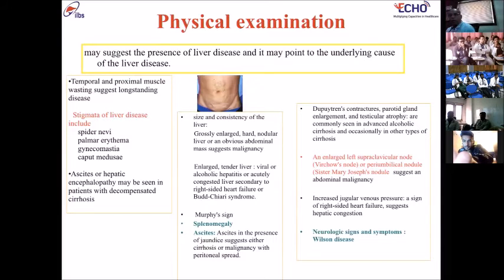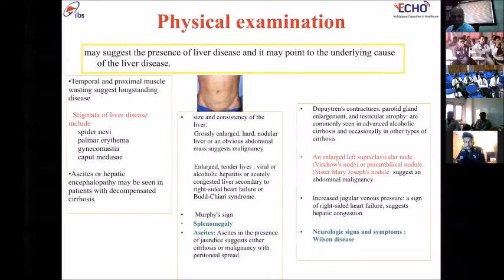Budd-Chiari syndrome can be secondary to alcoholic hepatitis. A large spleen usually indicates the presence of portal hypertension. Presence of ascites, that is shifting dullness, indicates basically the presence of portal hypertension or malignancies.